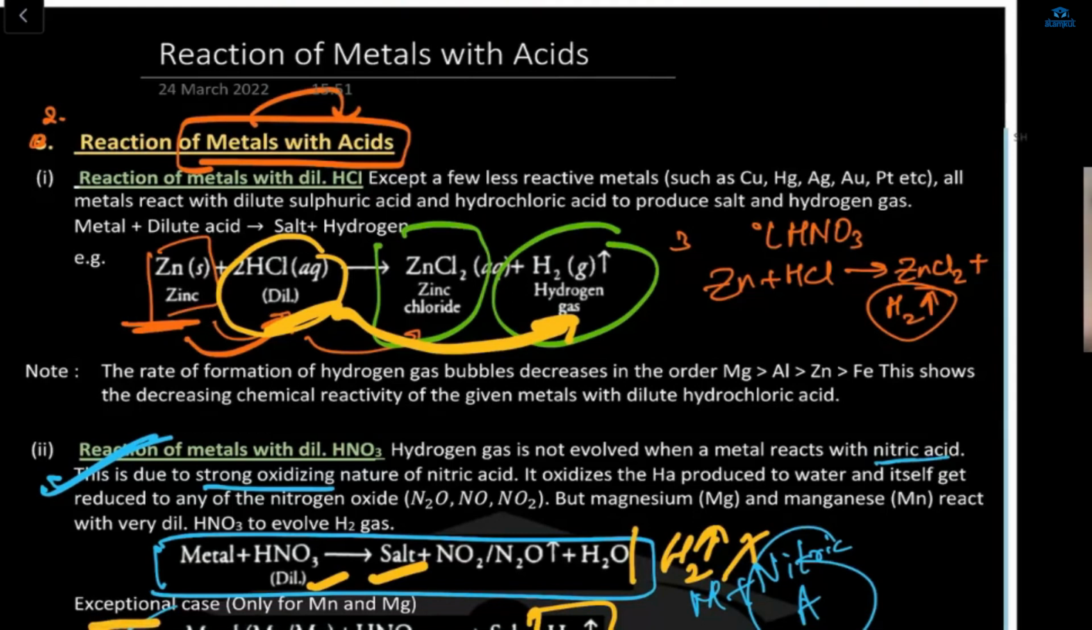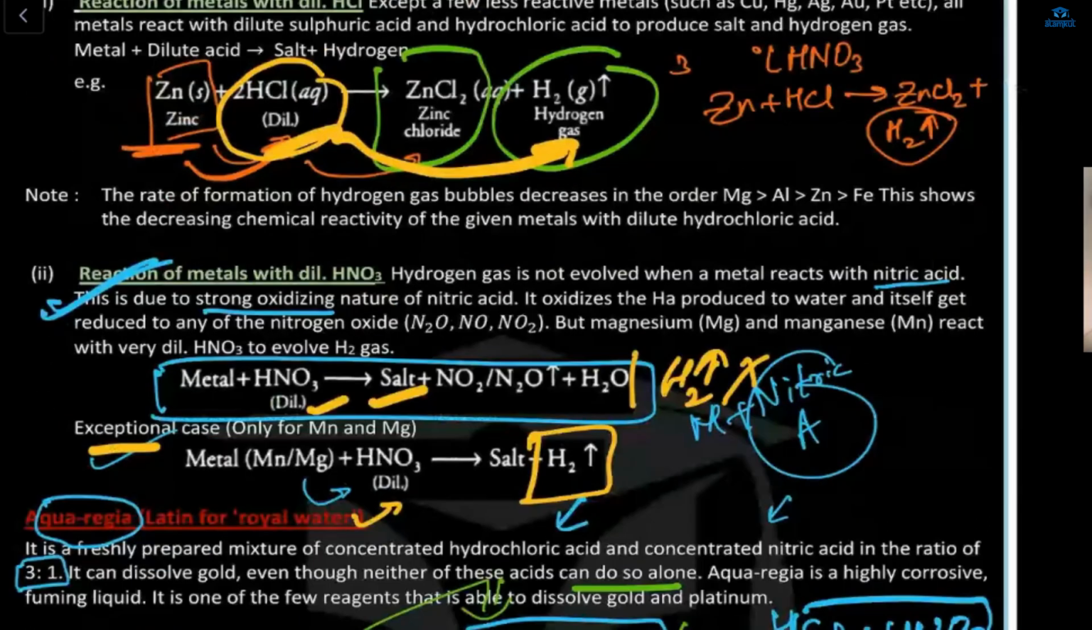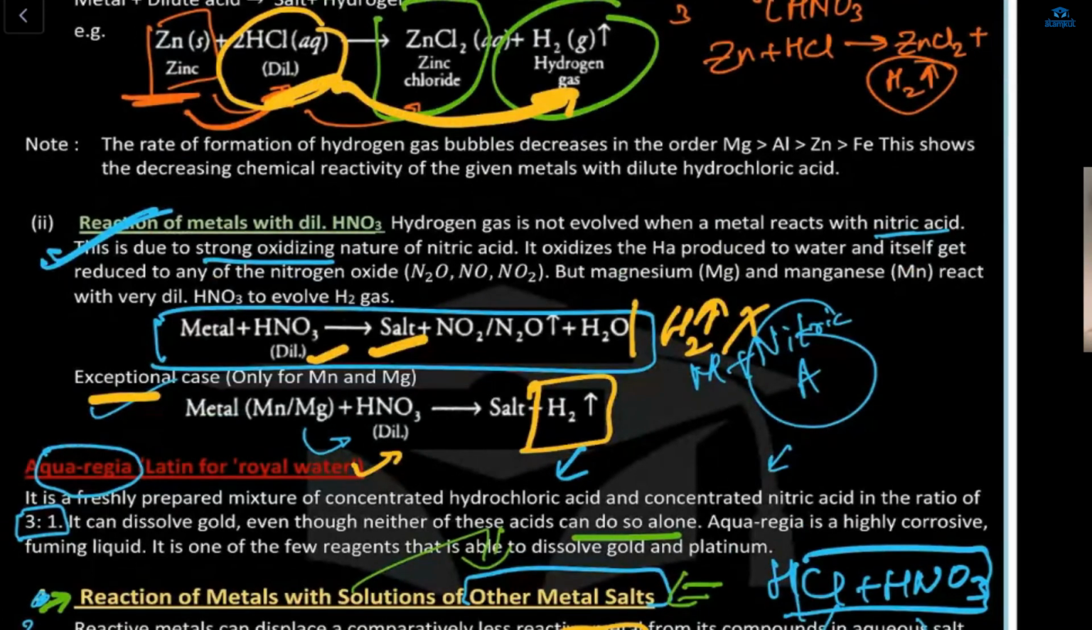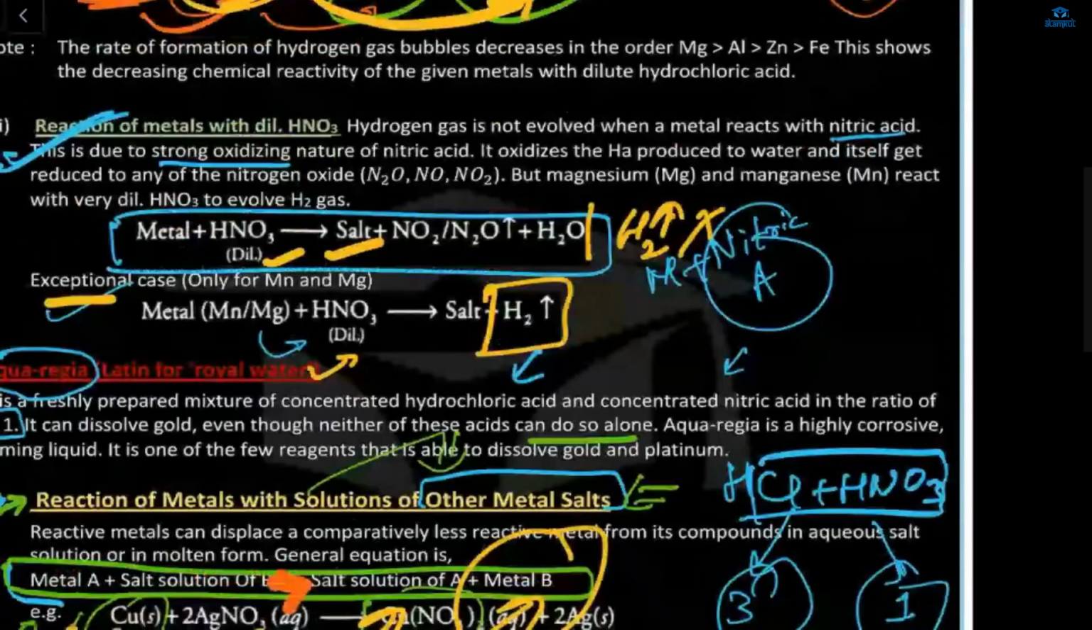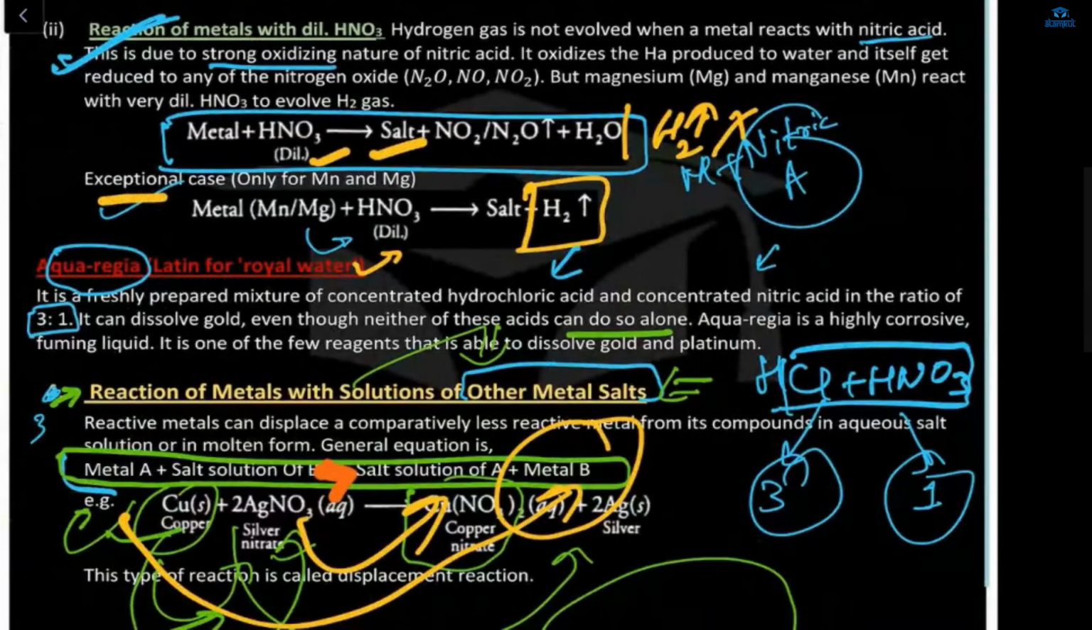Ma'am, royal water is also known as aqua regia. The ratio is 3 to 1. Three parts hydrochloric acid, one part nitric acid. It can dissolve platinum and gold. That's the reason it is known as that. Very good. Okay, reaction of metals with other metals we also discussed.